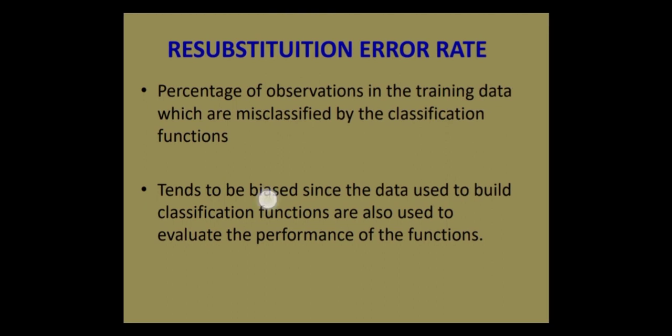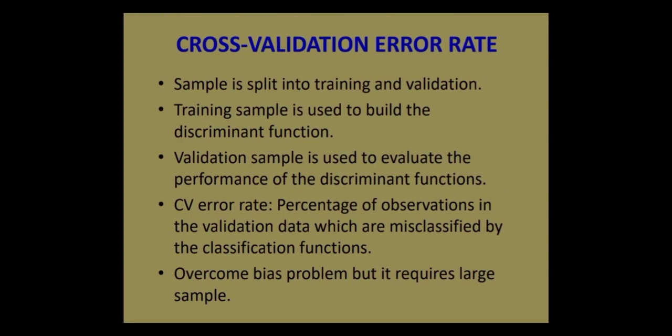Okay, dia kata it tends to be biased since the data used to build the classification function are also used to evaluate the performance of the function. Kita gunakan data yang sama. Itu adalah resubstitution error rate. Nak kira macam mana nak kira error rate? Gunakan formula yang sama macam APER, cuma how to find the confusion matrix sahaja yang berbeza antara resubstitution dan cross validation. Okay, macam mana pula cross validation? It is the percentage of the observations in the validation data which are misclassified by the classification function.